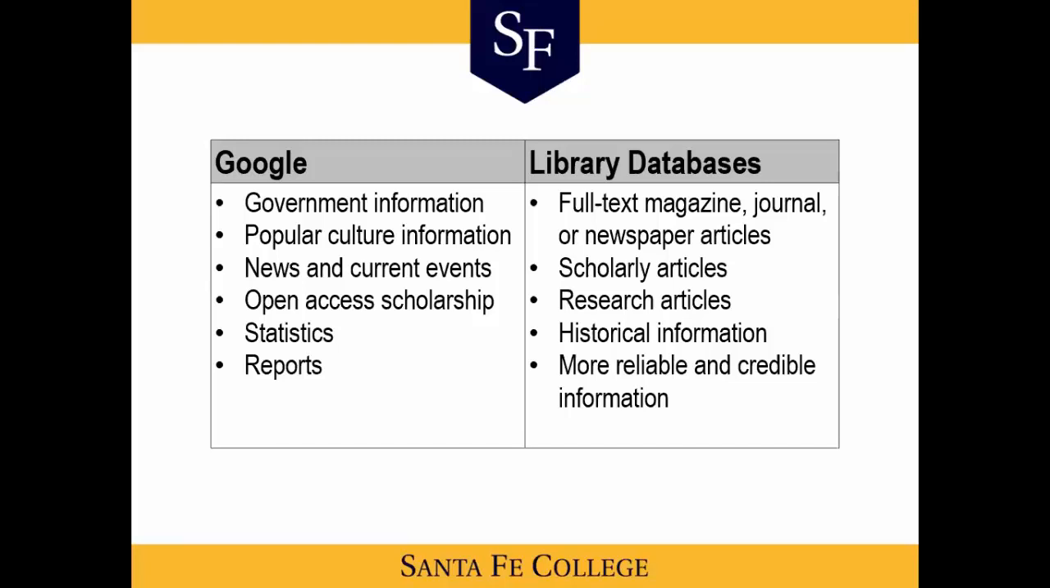Library databases also excel when it comes to historical information. The internet really got started in a popular way for consumers in the 90s. It did exist before that, but really the 90s is when things started going online. So a lot of the information you're going to find doesn't go further back than the 90s, although there have been some historical efforts to digitize things. But library databases are going to contain a lot more historical information.